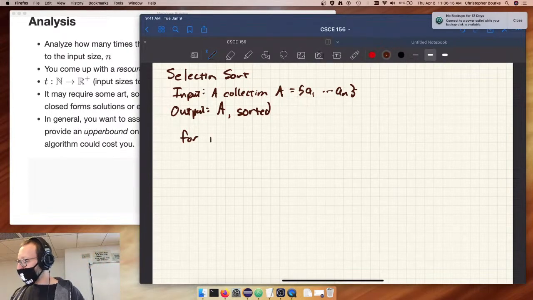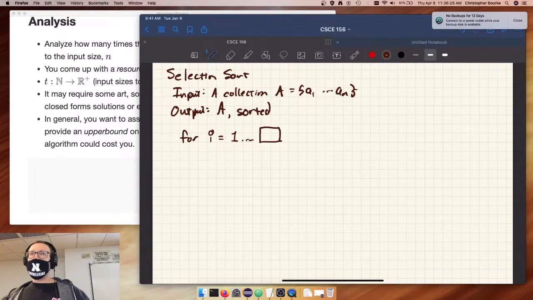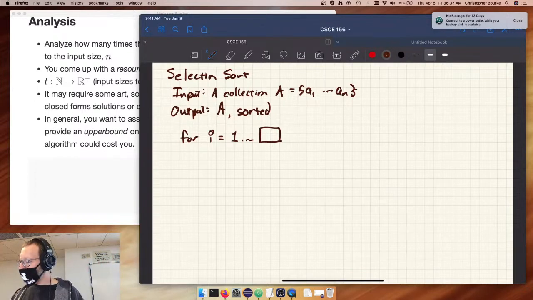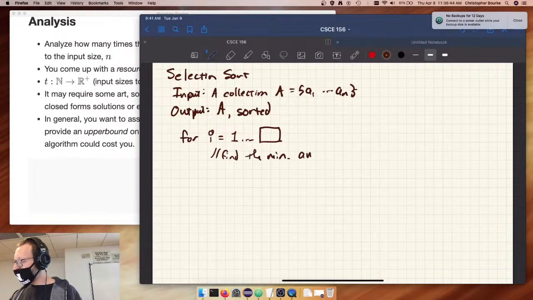So I'm going to go ahead and write for i, running from 1 up to some value here, right? And we'll come back and fill in that blank. On the first iteration, I consider 1 through n. On the second iteration, I consider 2 through n, 3 through n, 4 through n, right? And what I'm going to do here is find the minimum element among a sub i through a sub n.